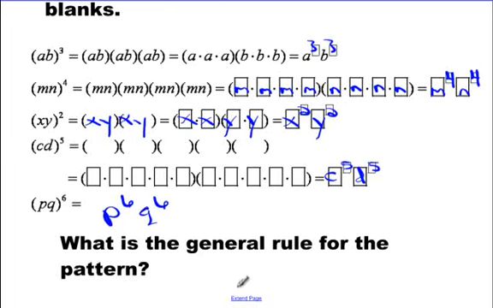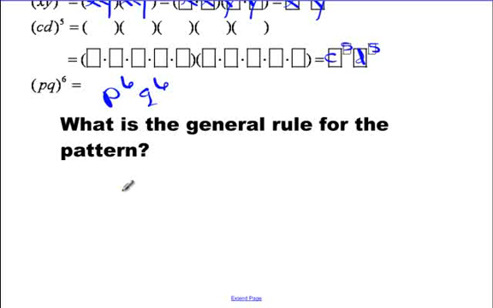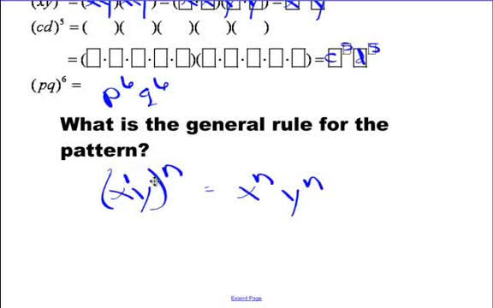So what's the general rule? Well, my general rule is that if I have x times y, and I take it to any power, let's say n, I'm going to end up with x to the nth power and y to the nth power. So in essence, we're going to distribute that to each one of these exponents.